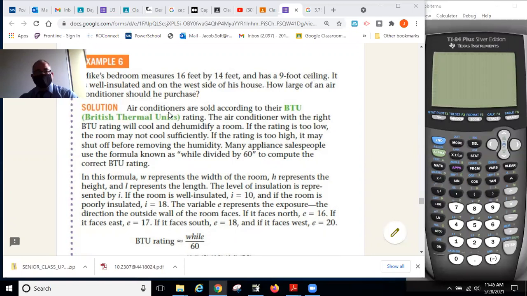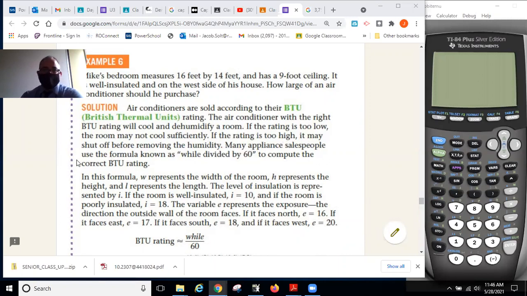All right, well, air conditioners are sold according to the BTU rating, which stands for British Thermal Unit. That's how they measure how much heat or how much cold air an air conditioner or furnace can put out. The air conditioner with the right BTU rating will cool and dehumidify a room. If the rating is too low, the room may not cool sufficiently. If the rating is too high, it may shut off before removing the humidity.